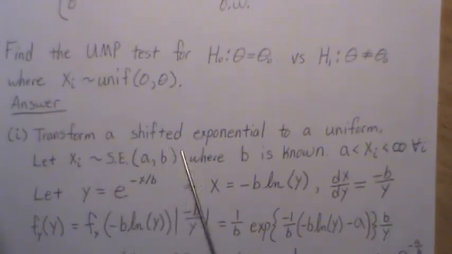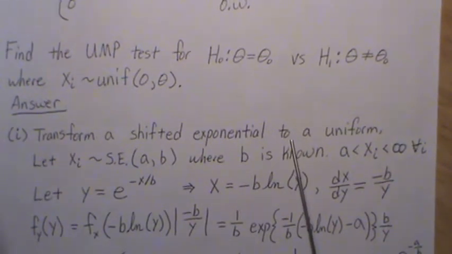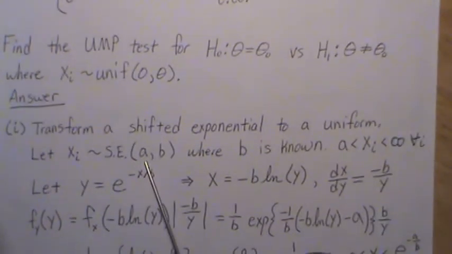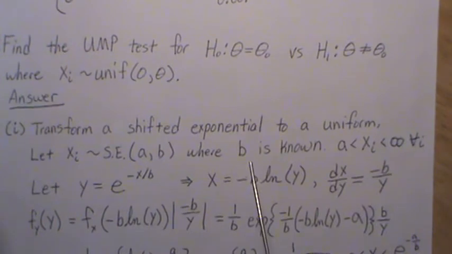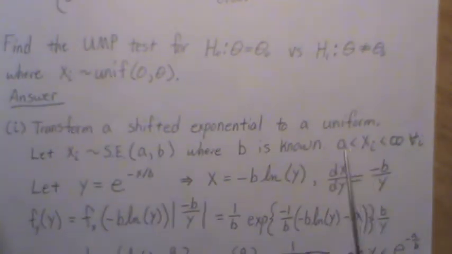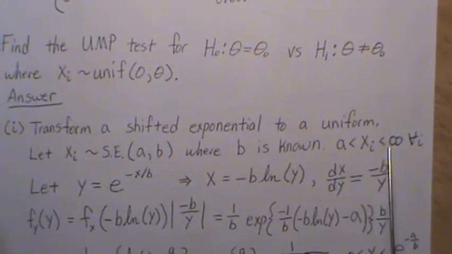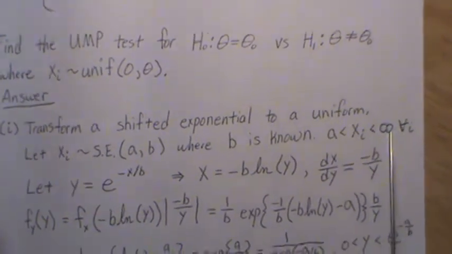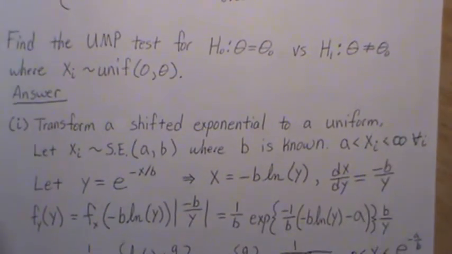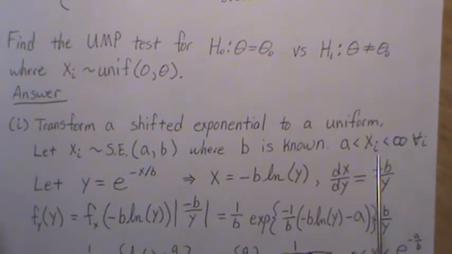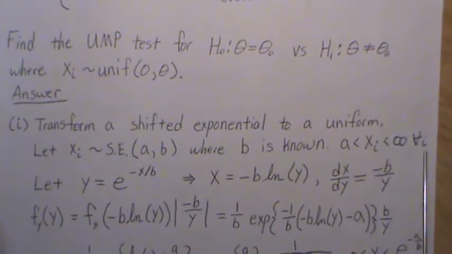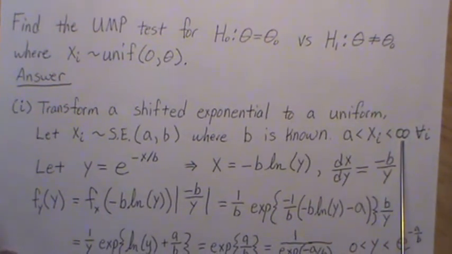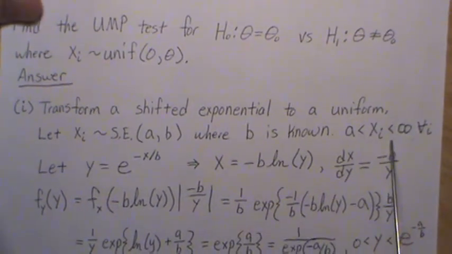First, we're going to transform a shifted exponential to a uniform. So let's let xi be the shifted exponential with parameters a and b. We're going to assume b is known, and of course xi is above a and goes all the way to infinity, and this is for all i. And I wrote it like this, and you'll see why in a second. A lot of times you just say xi is greater than a for all xi. But I wanted to put that infinity in there, right? We don't accept infinity. It's not like a real value, so it has to be less than that.